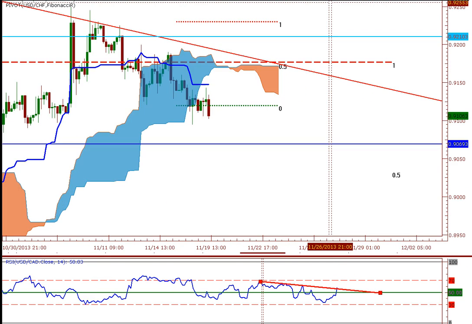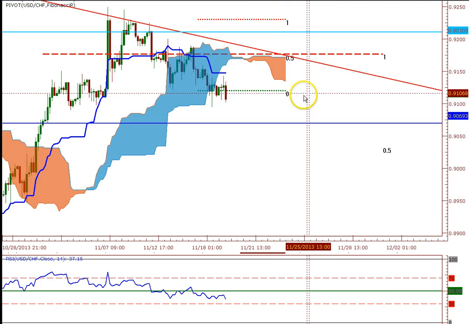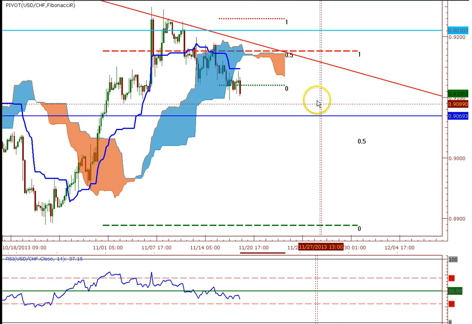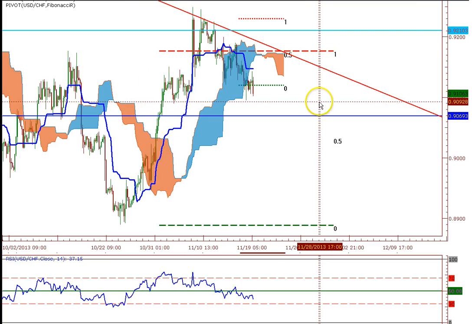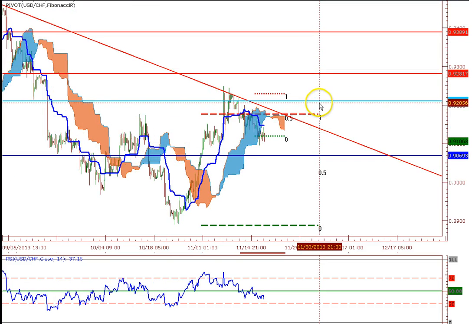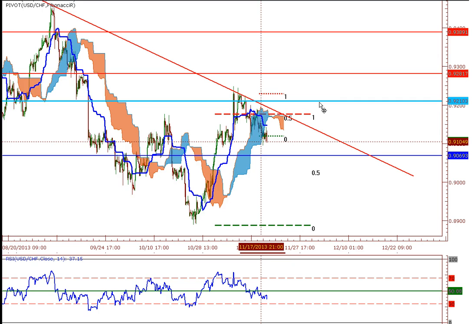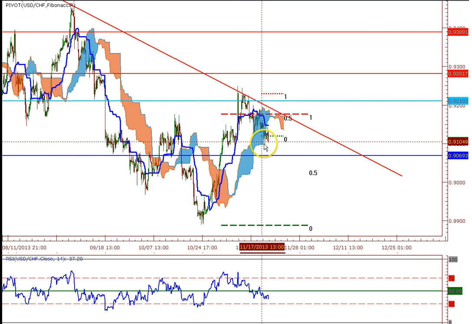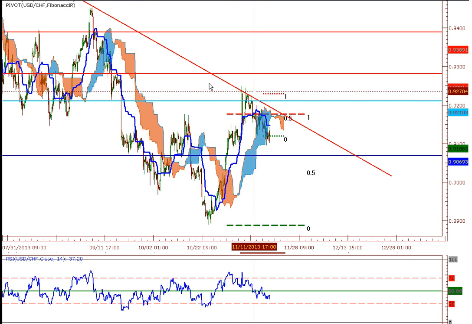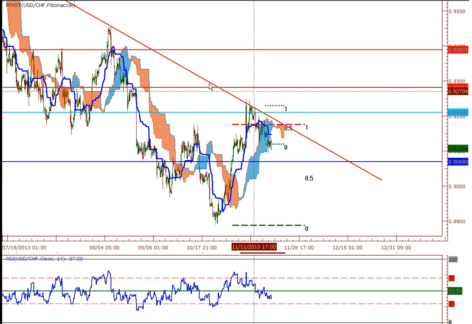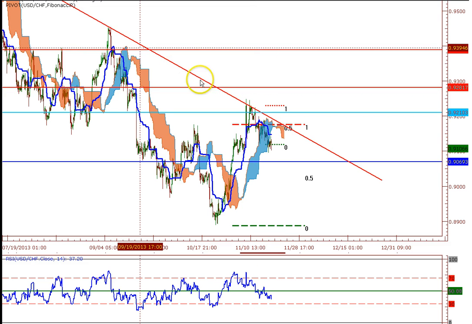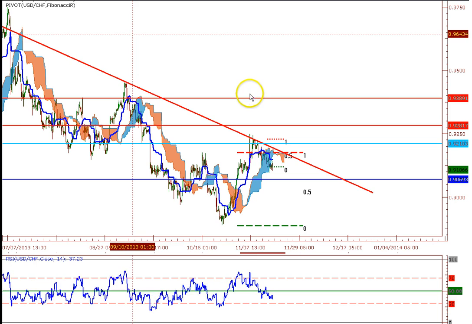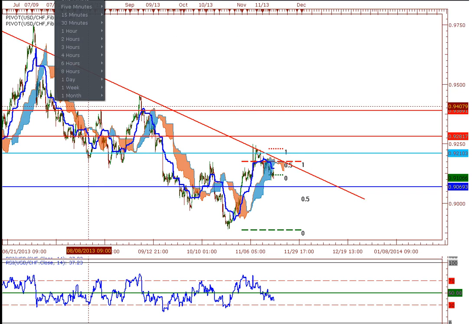US dollar, Swiss franc, and we have a Kumo breakout. Let's go to the daily time frame on this. You can see, first of all, this trend line that we have drawn here. So let's take this to the daily.